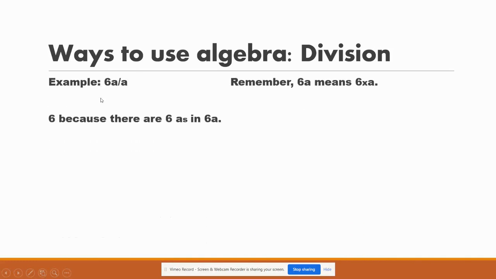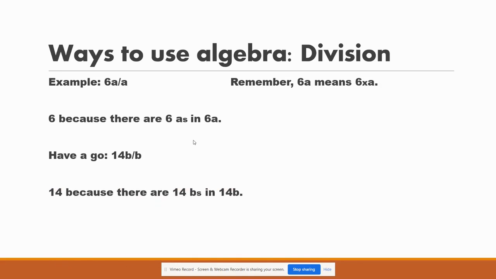This division is going to be 6a divided by a. Remember, 6a means 6 times a. So the answer is 6, because there are 6 a's in 6a. That's it. Now you can have a go. 14b divided by b. The answer is 14, because there are 14 b's in 14b. It's as simple as that.